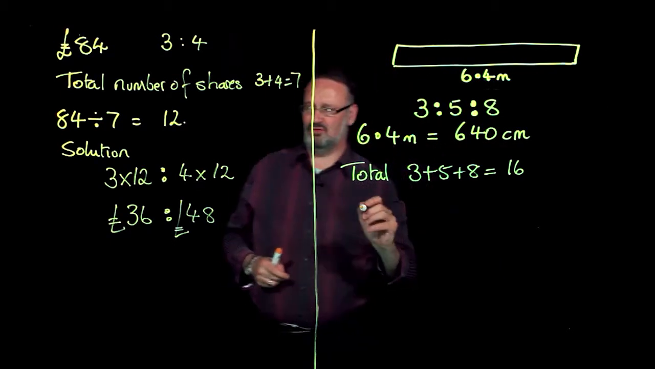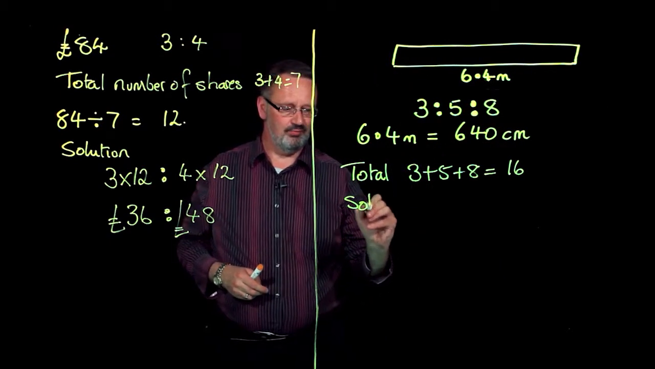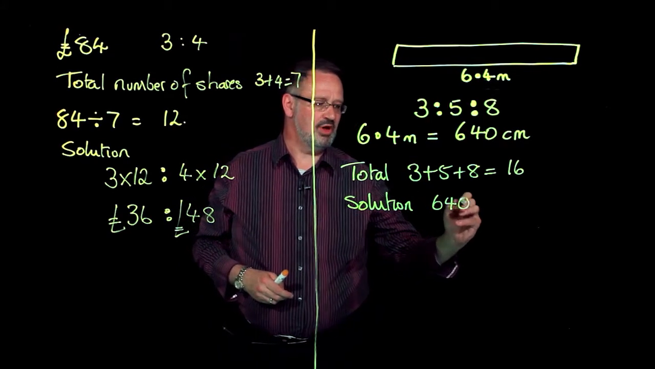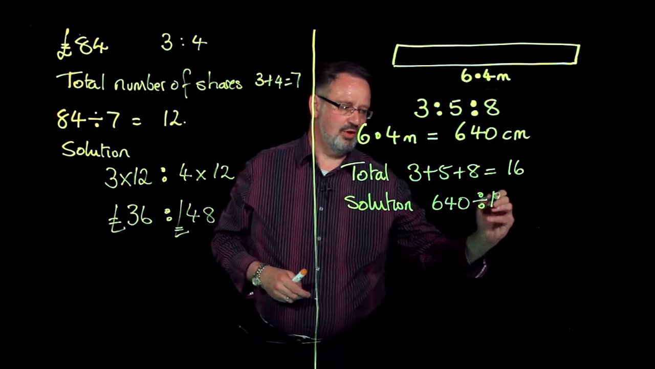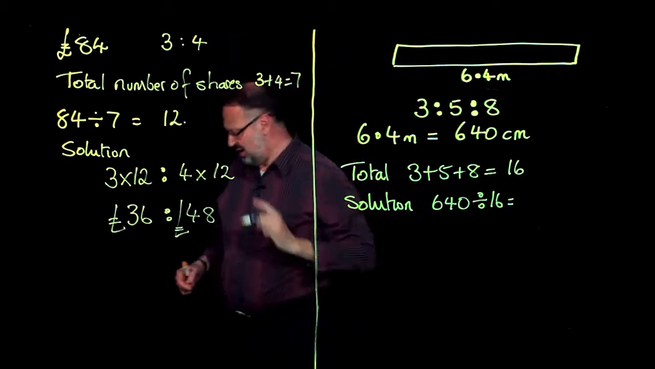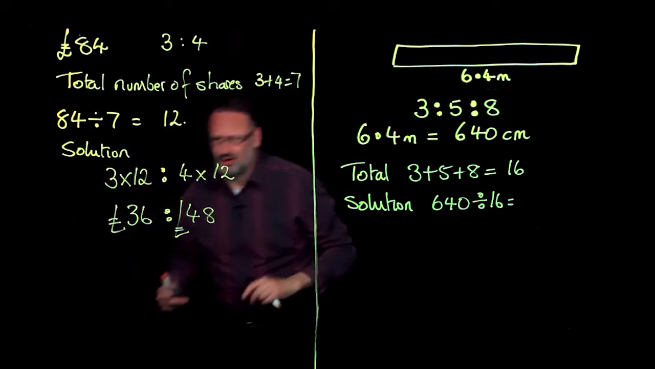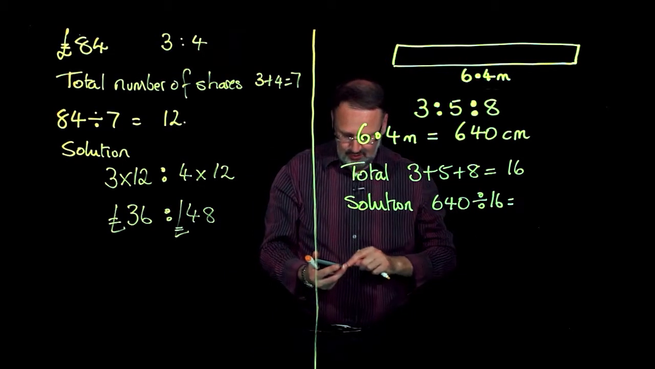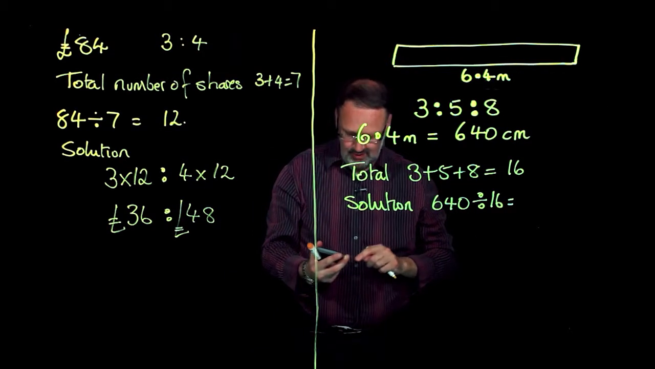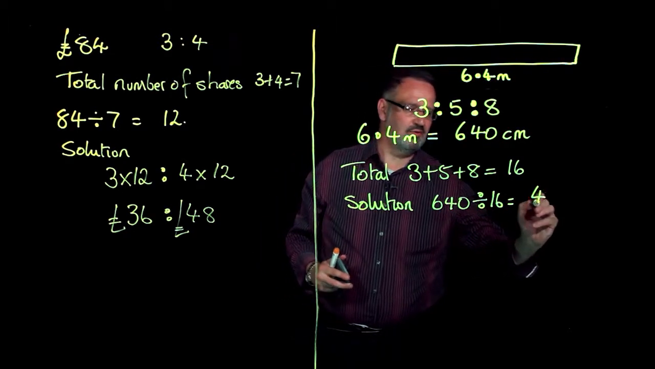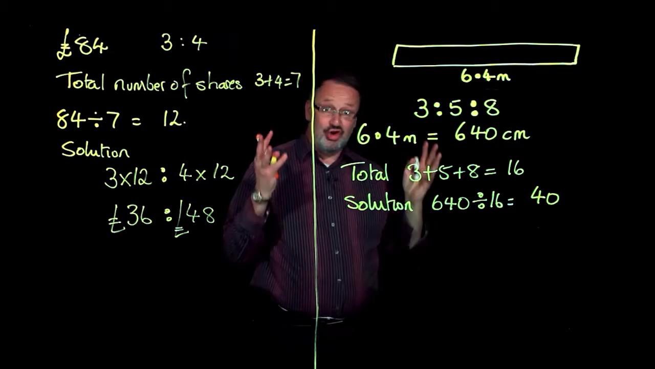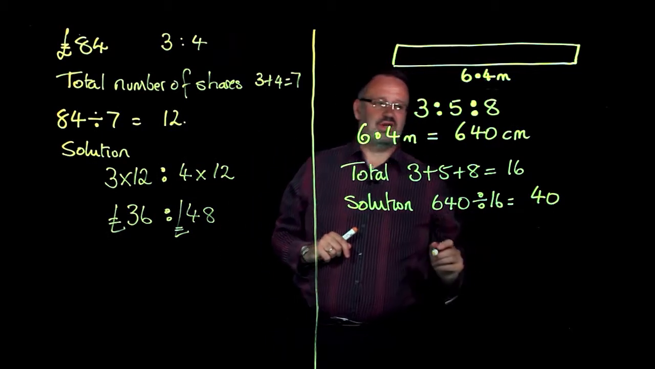And if I say to you now, looking at the solution, 640 divided by 16, I think the answer's 40, but as a double check, I'm just going to go to my calculator. 640 divided by 16, yes, I am right, that is indeed 40. So each of the shares is going to be 40 centimetres.